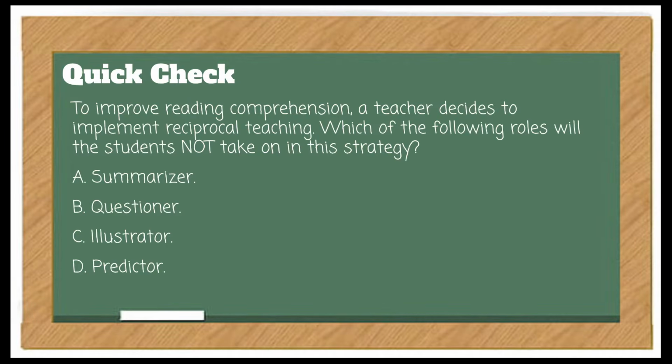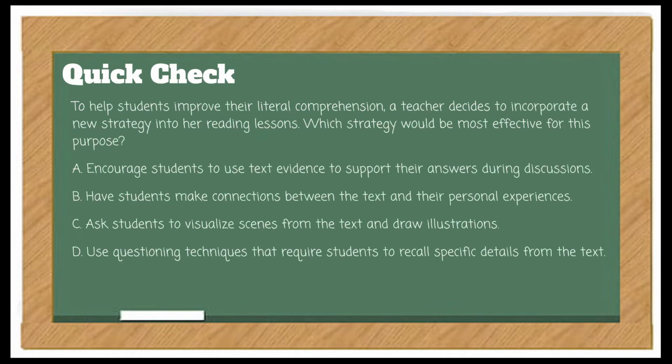Quick check. To improve reading comprehension, a teacher decides to implement reciprocal teaching. Which of the following roles will the students not take on in this strategy? All right, is it A, summarizer, B, questioner, C, illustrator, or D, predictor? You got it. The answer is C. They will not be taking on the role of illustrator. They summarize, they question, they predict, they generate questions, but they are not drawing pictures.